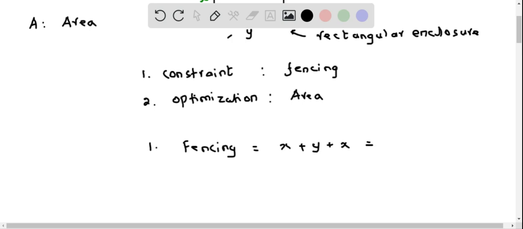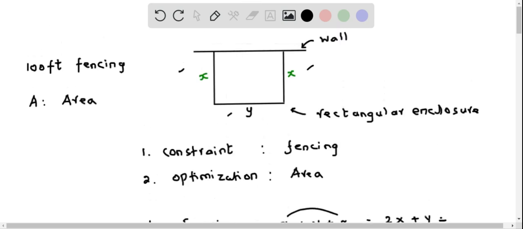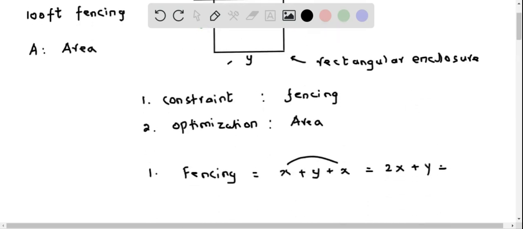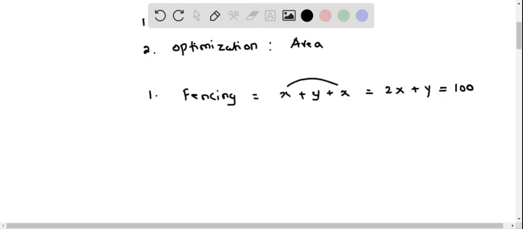So here we combine these two. These two are like terms. x plus x is 2x plus y. And we are already given that it requires 100 feet of fencing. So this equals 100. So this constraint equation is 2x plus y equals 100. This is equation number 1.